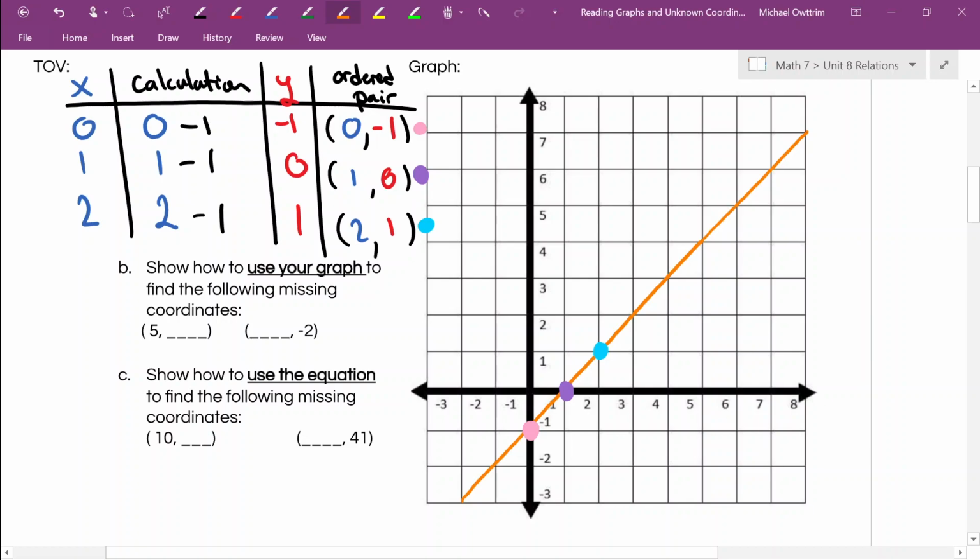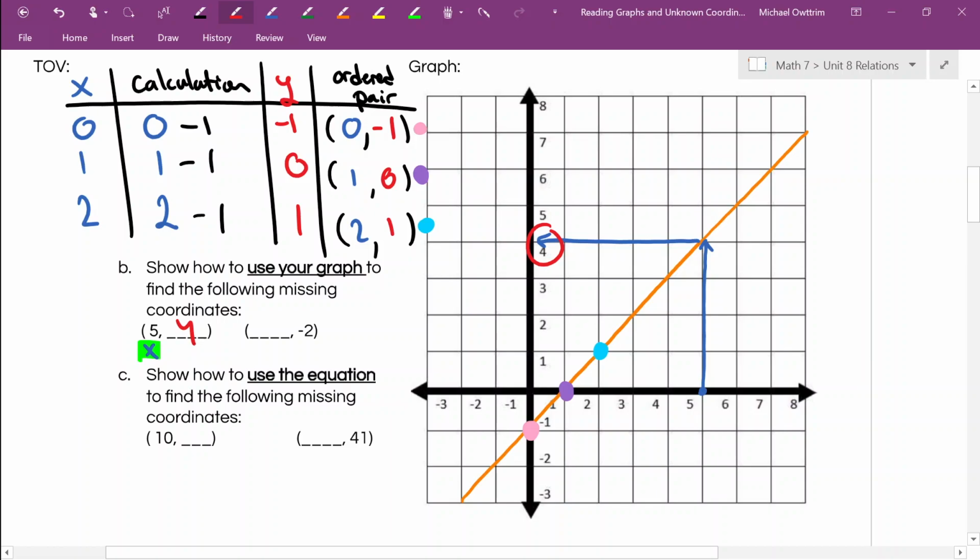So if we have an x value of 5, we're going to start at that x is 5, which is right here. We're going to trace that up to our line and trace it over to see what y is, and y is 4 in that case.